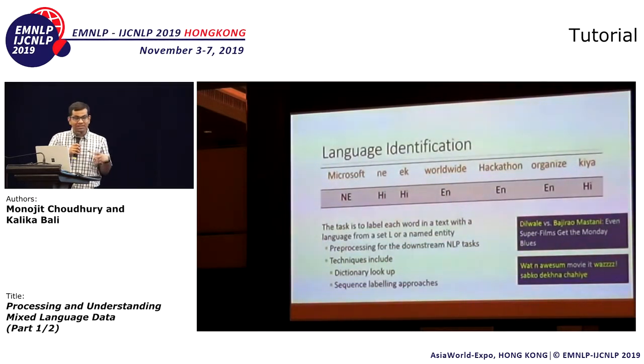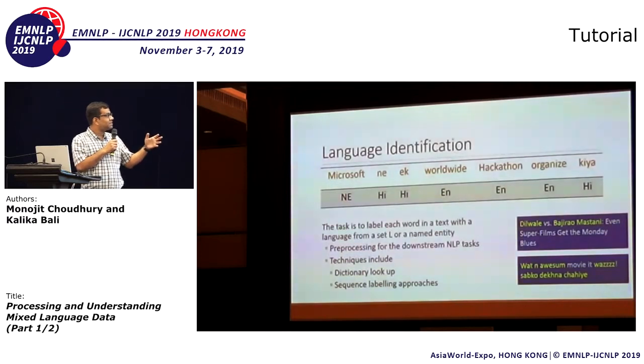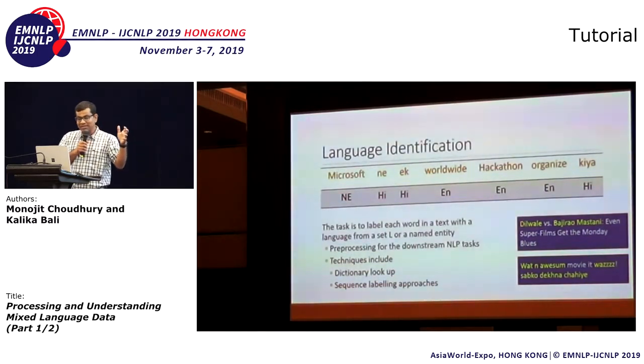So here the challenges are, if we take examples like "Dilwale and Bajirao Mastani, even super films get the Monday Blues", in the first one you can see there are two words in green. They are named entities. They are not really code mixing. You are using two names from a different language, but the matrix language of the entire sentence is English. There are named entities which you are borrowing from some other language, but they are also contained words in that language.